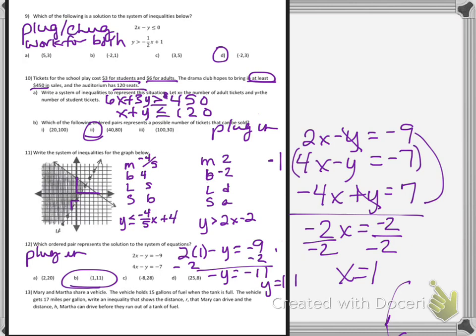13, you need to figure out how far they can go. If it's 17 miles per gallon and they have 15 gallons, that means they can go 255 miles. So whatever Mary drives plus whatever Martha drives needs to be less than or exactly 255 miles. Otherwise, they will run out of gas.